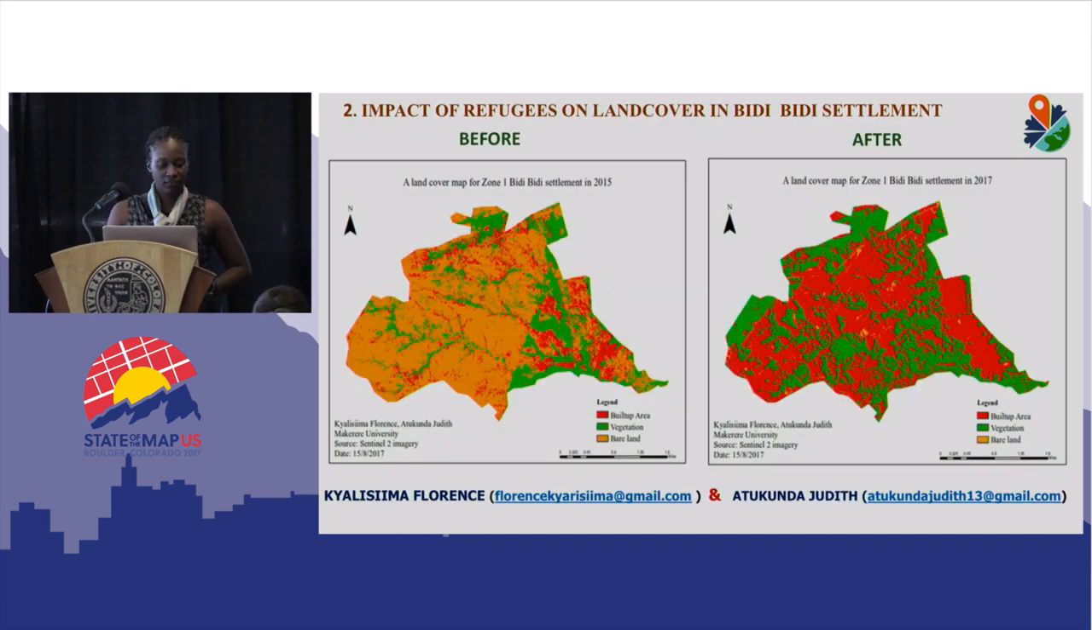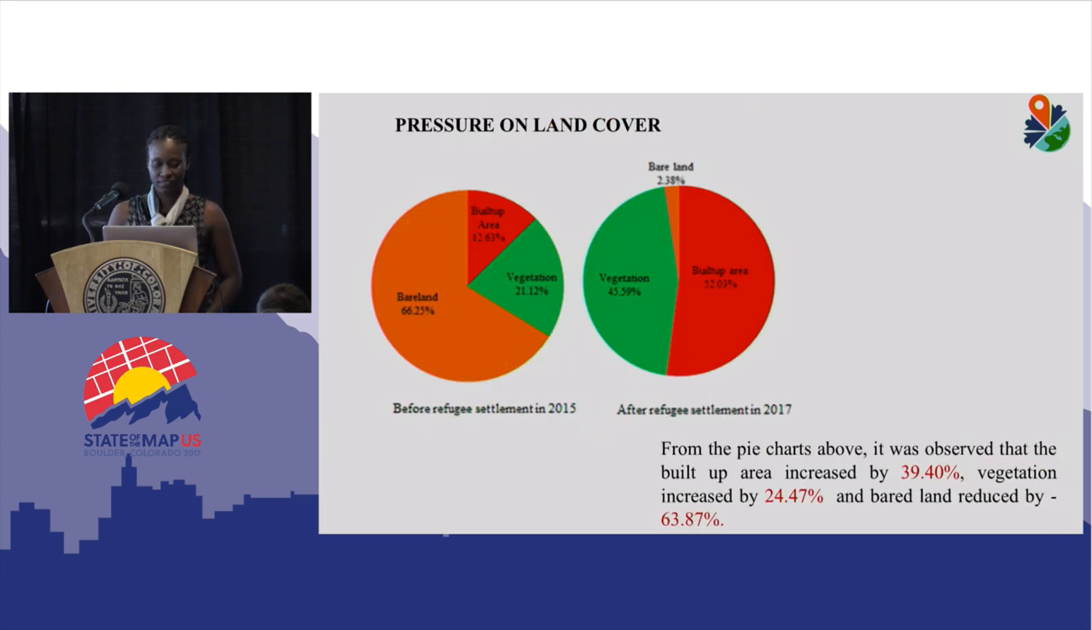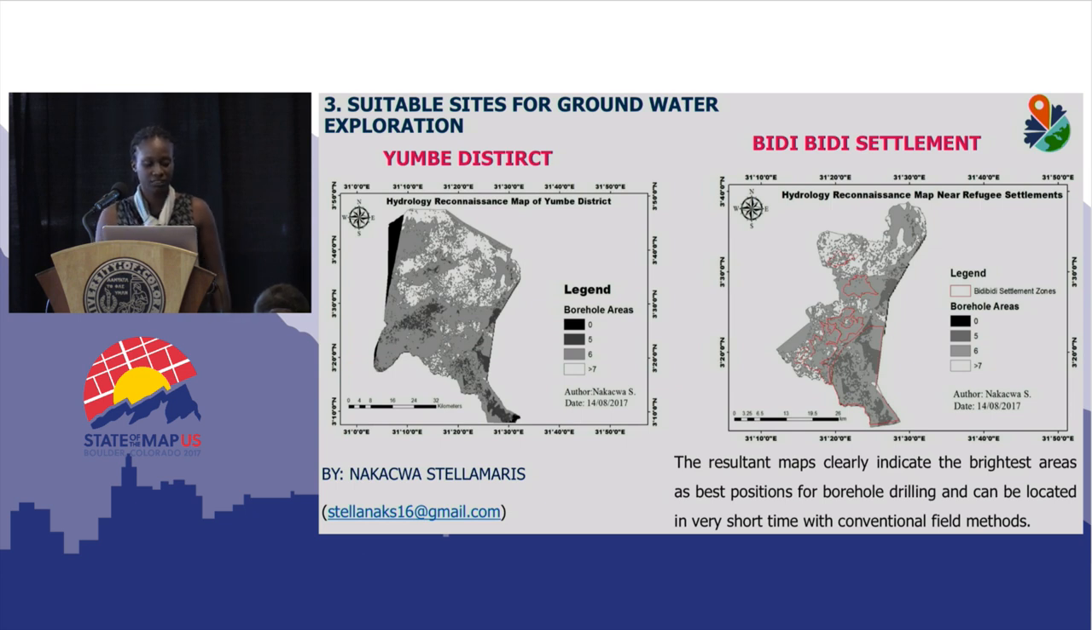My other colleagues, who are also YouthMappers, Florence and Judith, did similar work. But they used different time periods and different seasons, and they found that people were actually growing crops, so they were able to sustain themselves. Another person, Stella Maris Nakachwa, used a lot of OSM data: roads, settlements, and also some geological data. She was able to come up with a hydrology reconnaissance map, which would show the best locations to set up boreholes in these different areas.